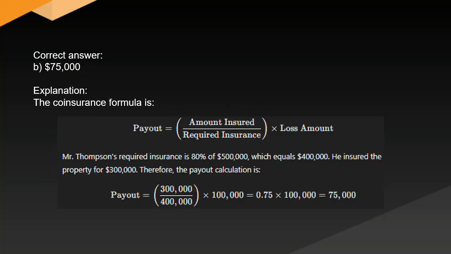Correct answer. B. $75,000. Explanation. The coinsurance formula is.